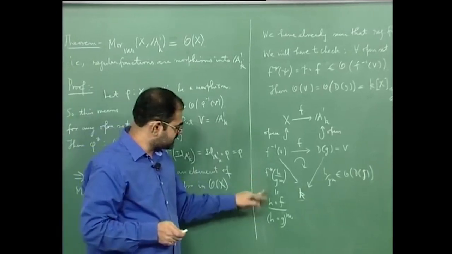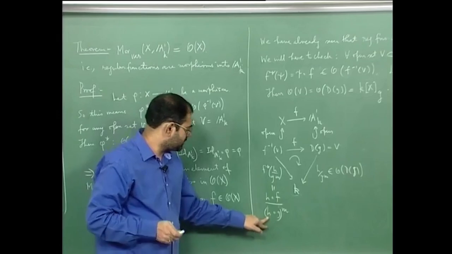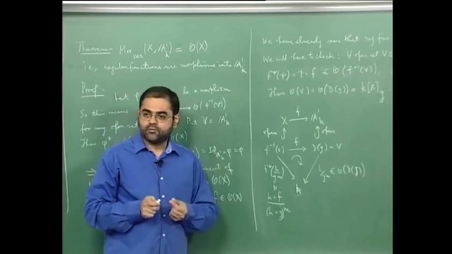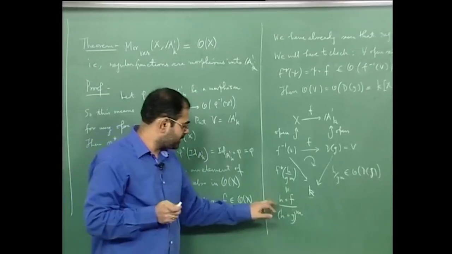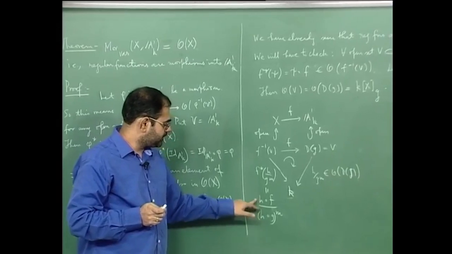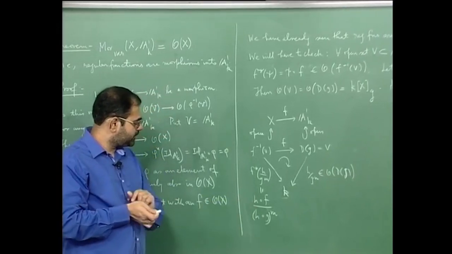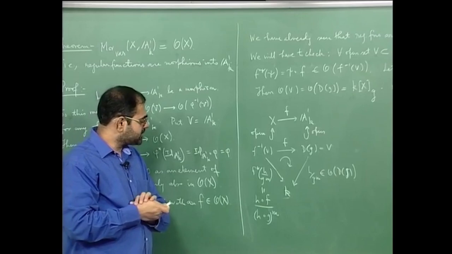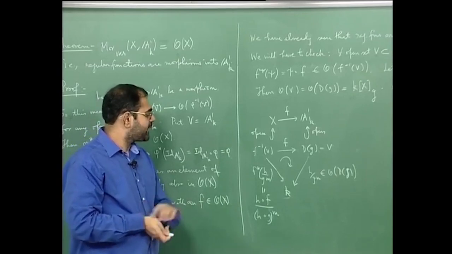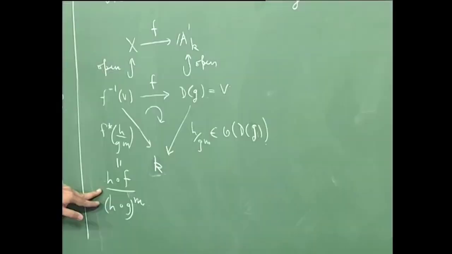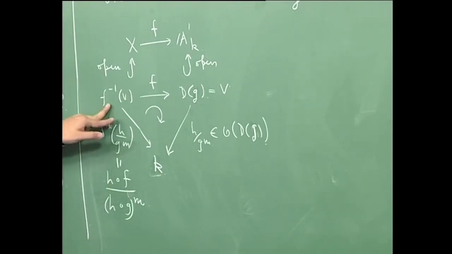So effectively this is H circle F by H circle G to the whole to the M. All right, and now the point is that what do I have to check? I have to check that this is a regular function on F inverse V. I have to check that this is a regular function on F inverse V. Okay, so is something wrong?